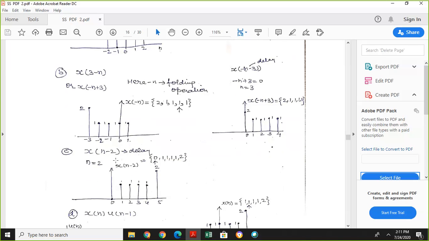x of n minus 1 is the delayed signal, and this is shifted by 2 samples. The original signal is shifted by 2 units, and the arrow is indicated here.